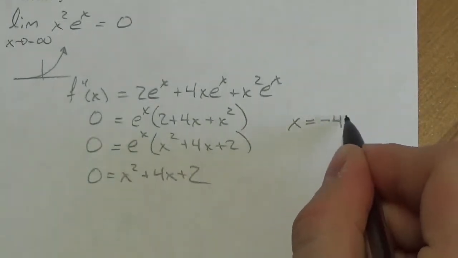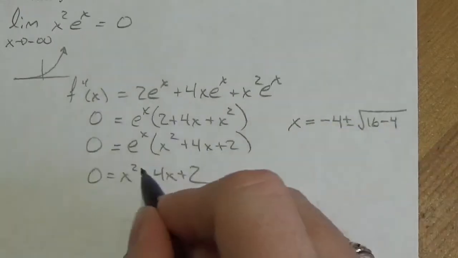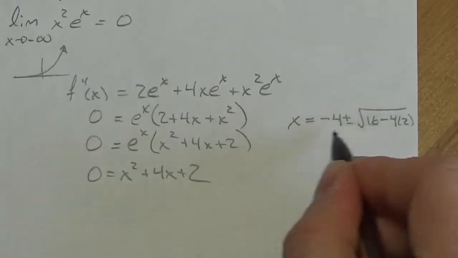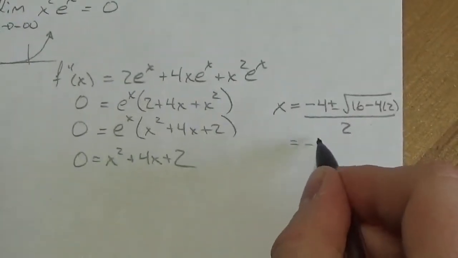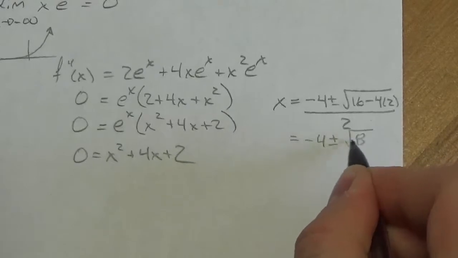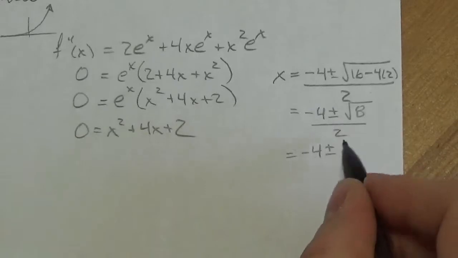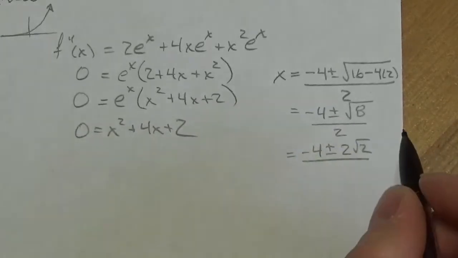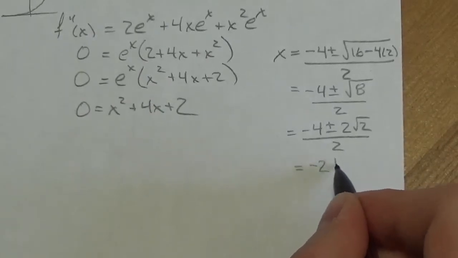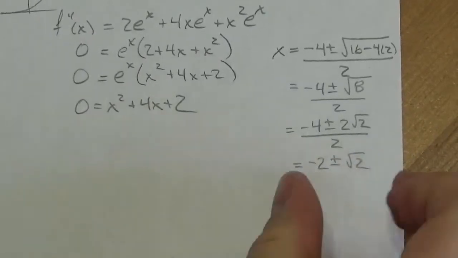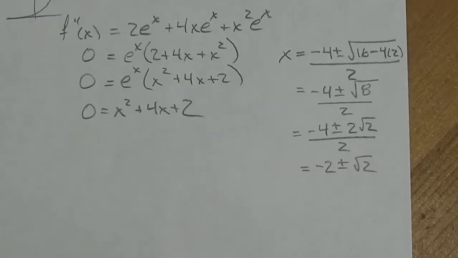So negative b plus or minus the square root of b squared, which will be 16, minus 4 times 1 times 2, all over 2 times 1. Okay? And so this will be negative 4 plus or minus the square root of 8 all over 2. I'm going to simplify that radical: 2 root 2 all over 2. And so here we get negative 2 plus or minus root 2. Okay, and those are my two possible values for my points of inflection.